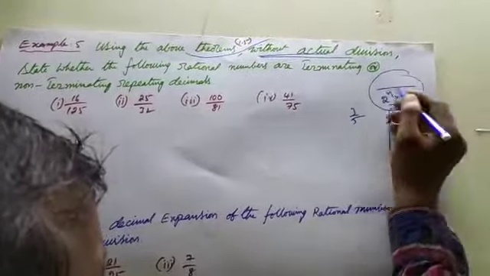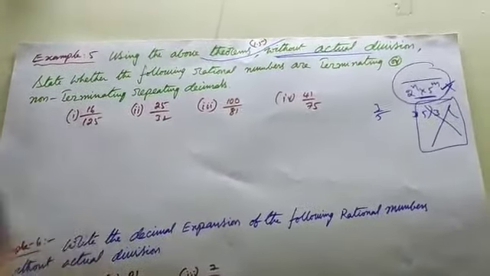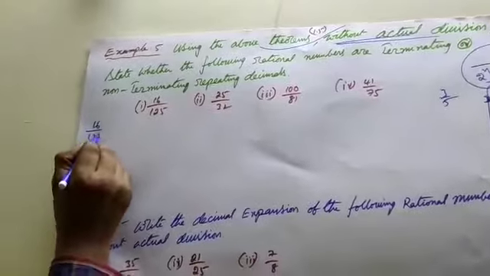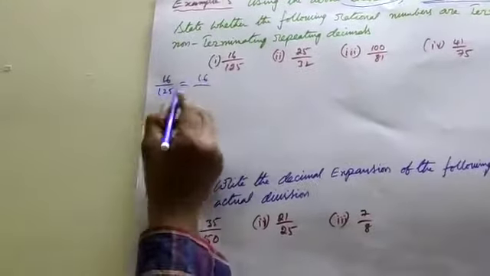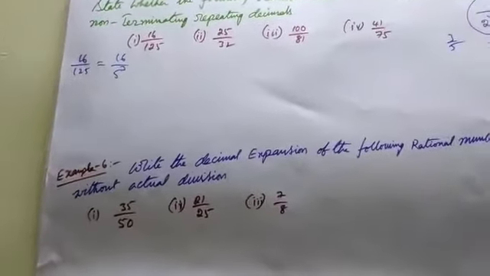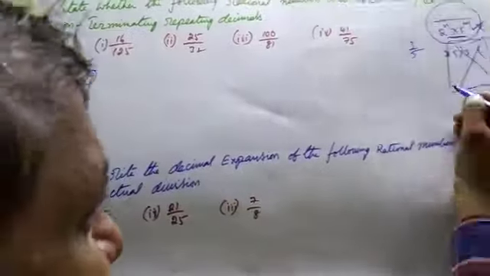Prime factorization method. The denominator portion is what matters. For example, 16 by 125. What is the meaning of 125? It means 5 cubed: 5 into 5 is 25, 25 into 5 is 125. This is the denominator portion.